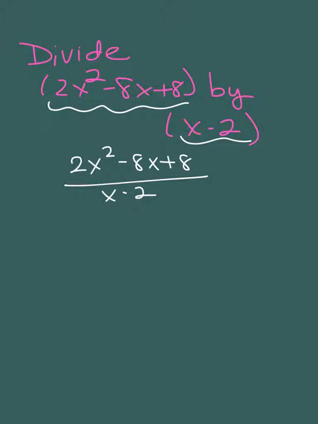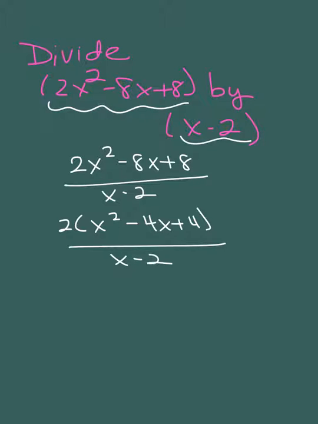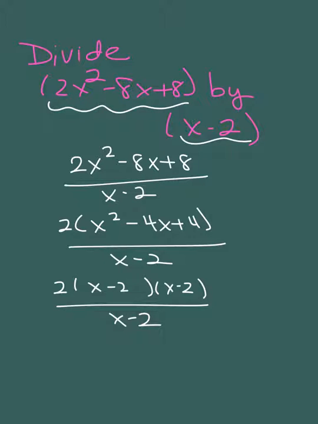So now I'm going to continue the problem as I have in the other ones that we did. So I'm going to see if I have a greatest common factor, which I do in my numerator. I have 2, and I have x squared minus 4x plus 4 all over x minus 2. I'm going to see if I can factor that binomial. I have x minus 2 times x minus 2 all over x minus 2.